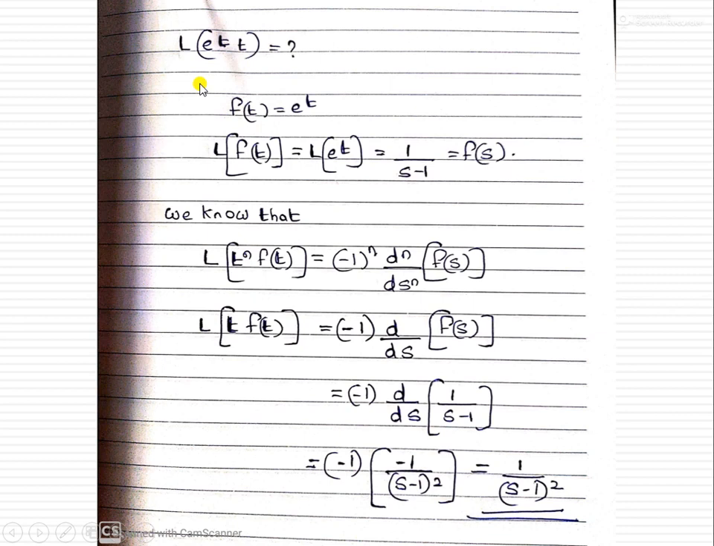The another question is find the Laplace transform of t into e raised to t. So we know that f of t equal to e raised to t, then the Laplace transform of f of t equal to the Laplace transform of e raised to t equal to 1 by s minus 1 equal to F of s. Here we use the multiplication property, that is L of t raised to n into f of t equal to minus 1 raised to n d raised to n by ds raised to n of F of s. So here, find the Laplace transform of t into f of t. Here the power n equal to 1, so minus 1 into d by ds of F of s. We found that F of s equal to 1 by s minus 1. So by substituting, minus 1 into d by ds of 1 by s minus 1. By taking the derivative with respect to s, we get minus 1 into minus 1 by (s minus 1) whole squared. Minus into minus is positive, that is 1 by (s minus 1) whole squared.